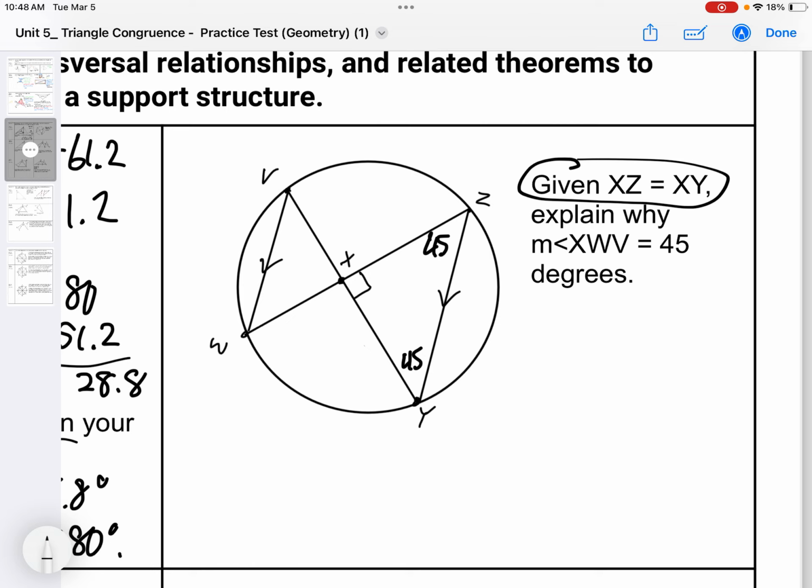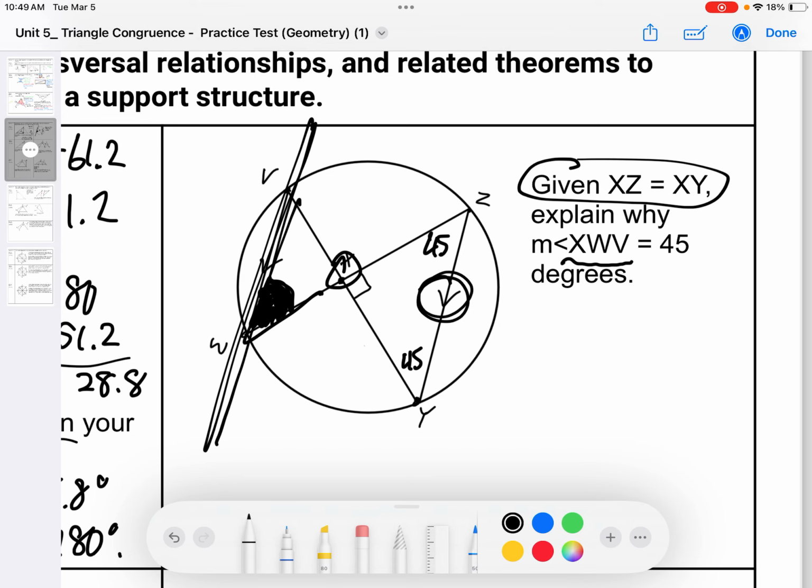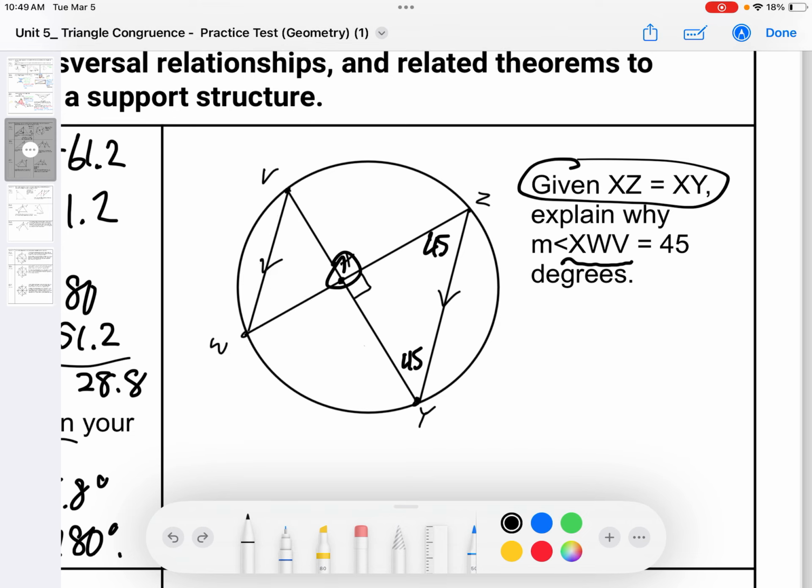So explain why angle XWV is 45 degrees. XWV, this one. Why is that 45 degrees? Well, it's all the way on the opposite side. But if we can just find a type of angle relationship, like corresponding or something, that connects them, then that would be good. Here, I see my two parallel lines. Remember that this marker means parallel. I see my two parallel lines cut by a transversal.